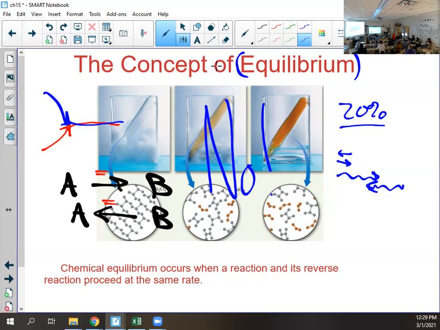If you want a certain substance, how would you ensure that that's what you get? You can manipulate the conditions. We'll learn at the very end about what's called Le Chatelier's principle, which is an application of that idea.